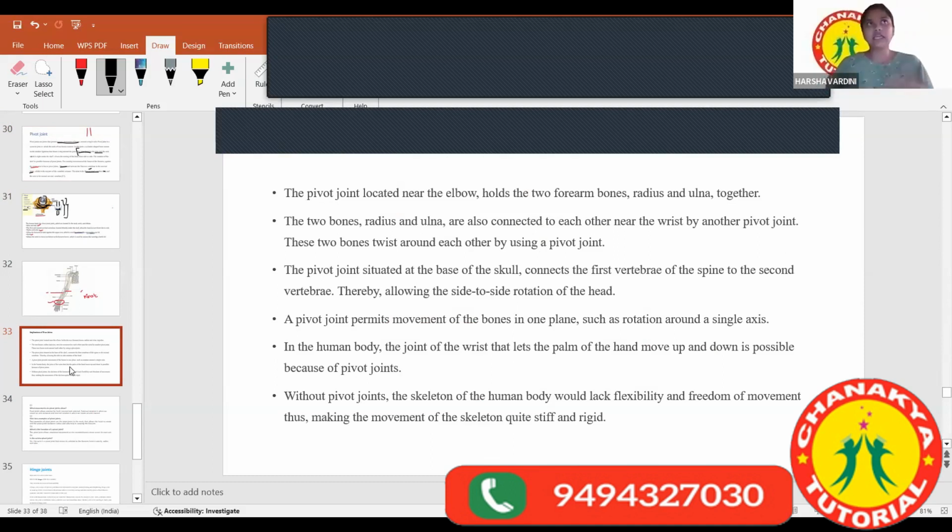I'll give you a glimpse of what joints are. Joints are something very important in our body. See, what are joints? I have my hand here, and I have a joint here, right?